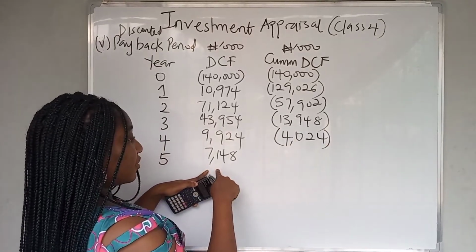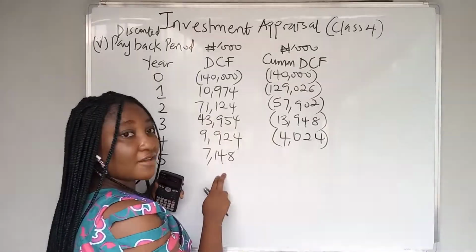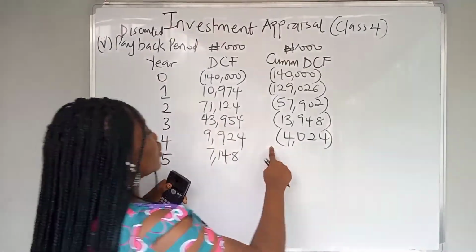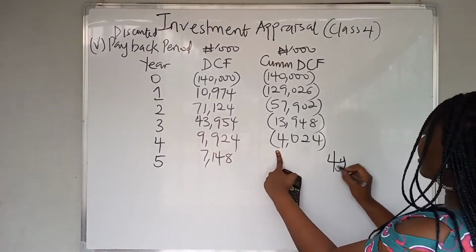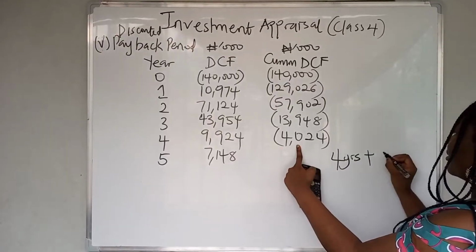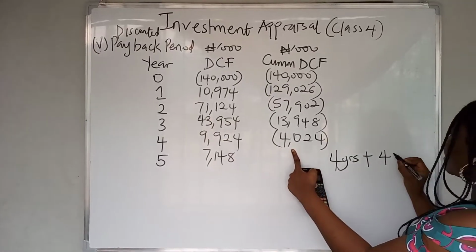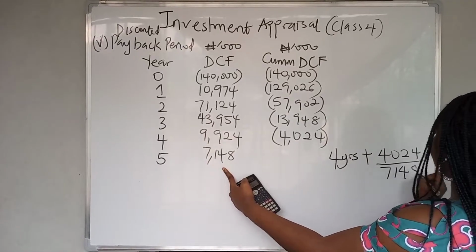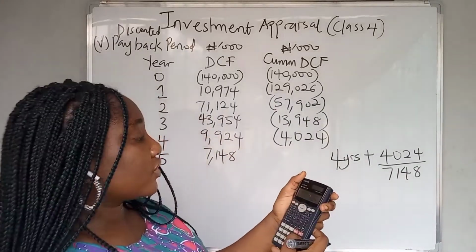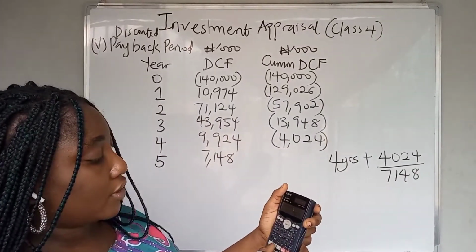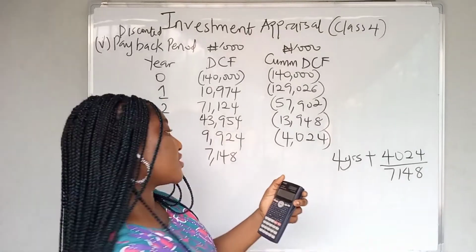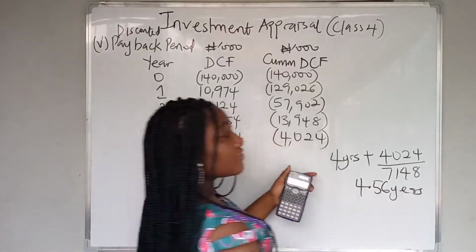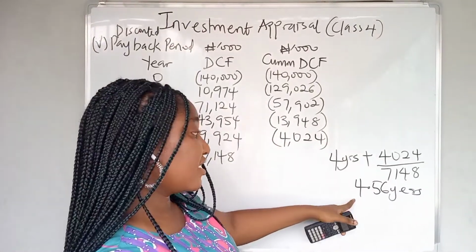By year 5, can you see that? The money that they will make in year 5, the discounted cash flow for year 5, is enough to cover this. So it is going to be what? 4 years plus what is to be covered, 4,024, over what is available, 7,148, right? So 4,024 divided by 7,148, that's 0.56. So that's 4.56 years. Okay, 4.56 years to recover their investment.